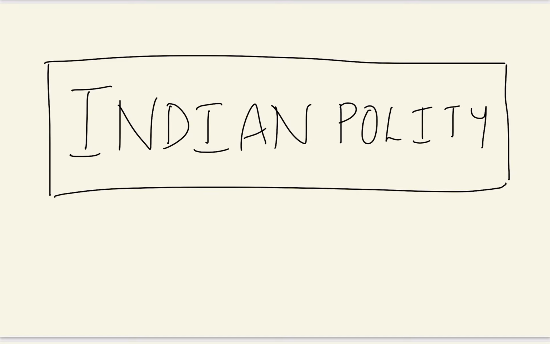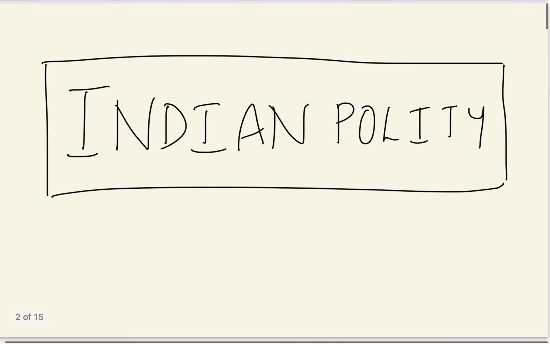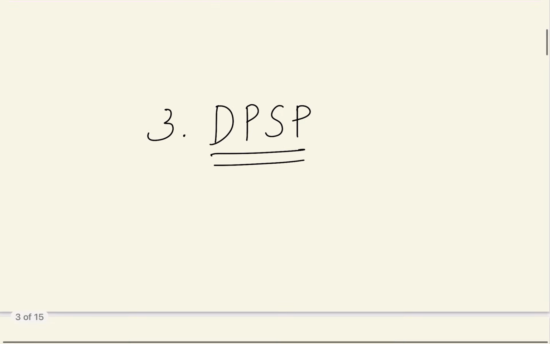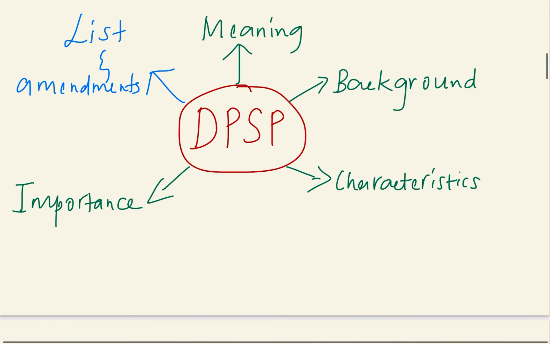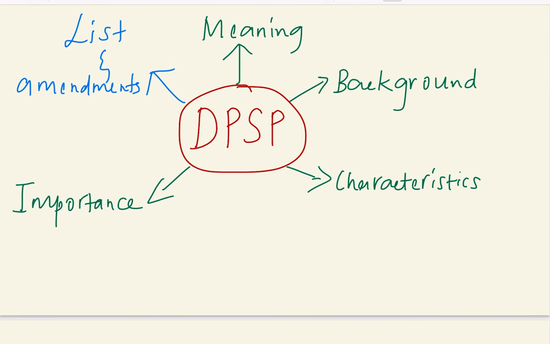So in our discussion on Indian polity, we were studying about directive principles of state policy, that is DPSP. I had said that in DPSP we are supposed to cover all these five topics. Firstly, we must know the meaning of DPSP.